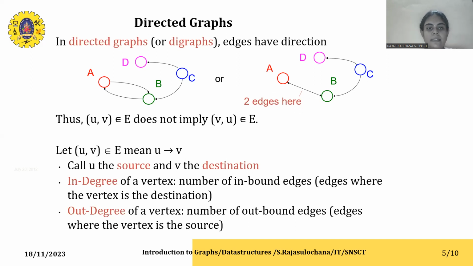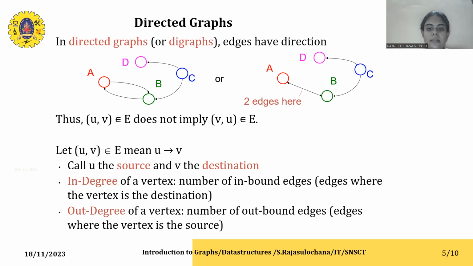Since this is a directed graph, if you take the vertex A, how many edges are incident on A, or how many edges are flowing towards A? Only one. Yes, so from B we have only one edge which is flowing towards A. So the in degree of A is 1. Similarly, out degree represents the number of edges coming out of A.